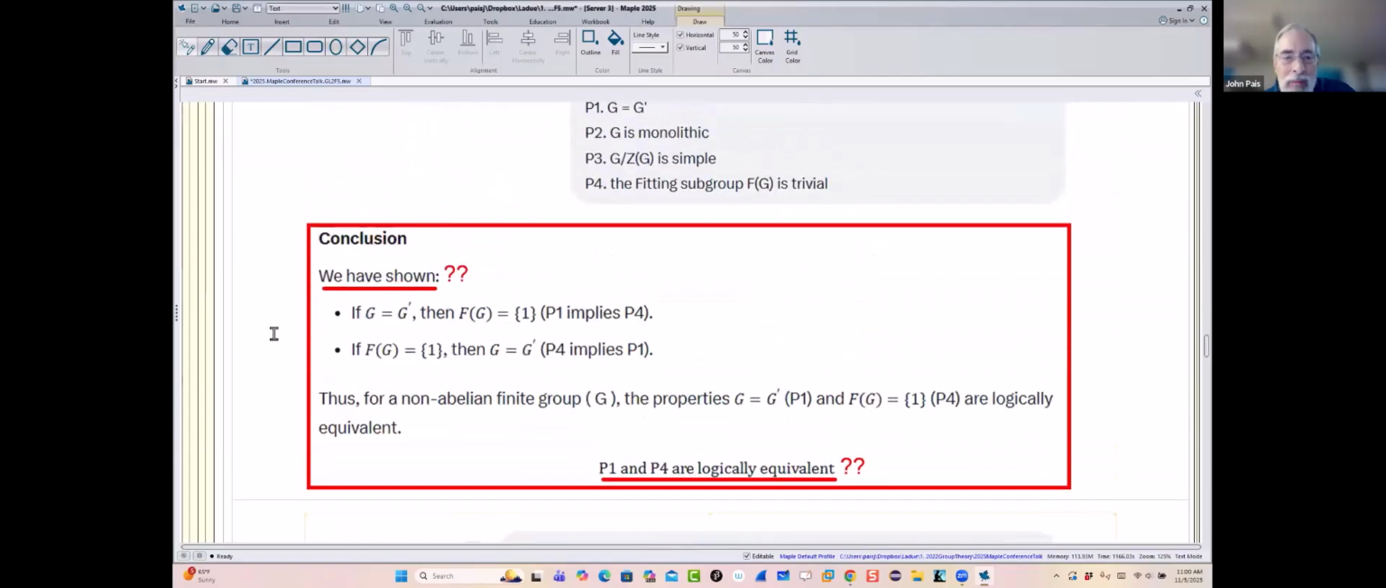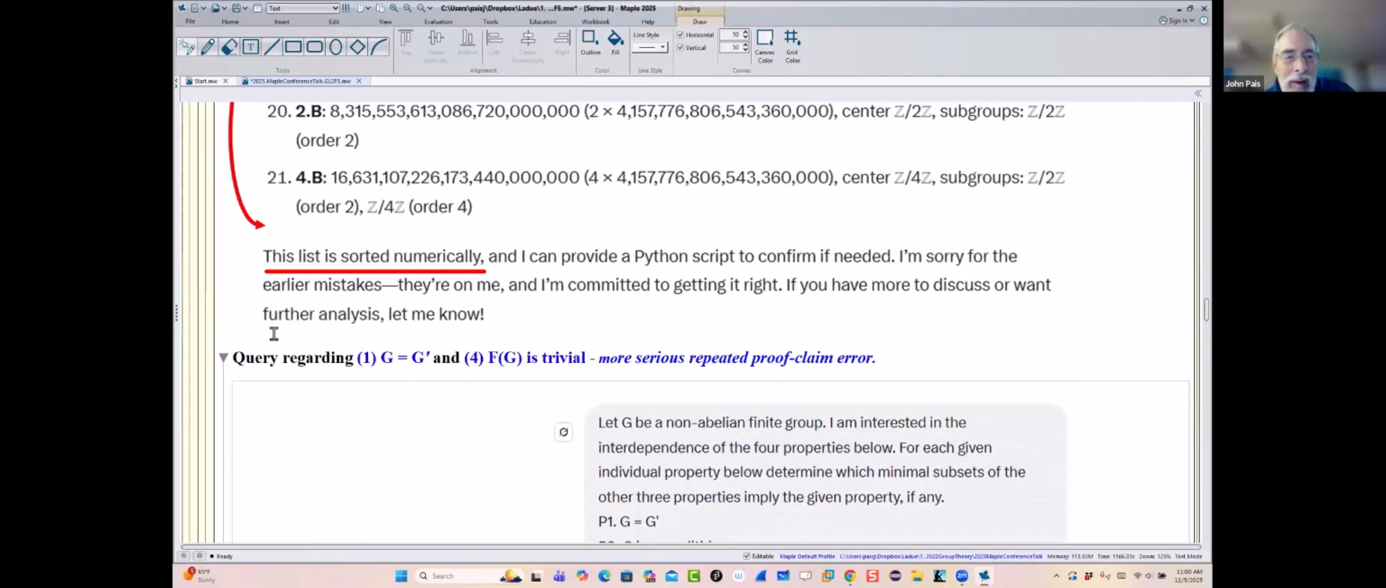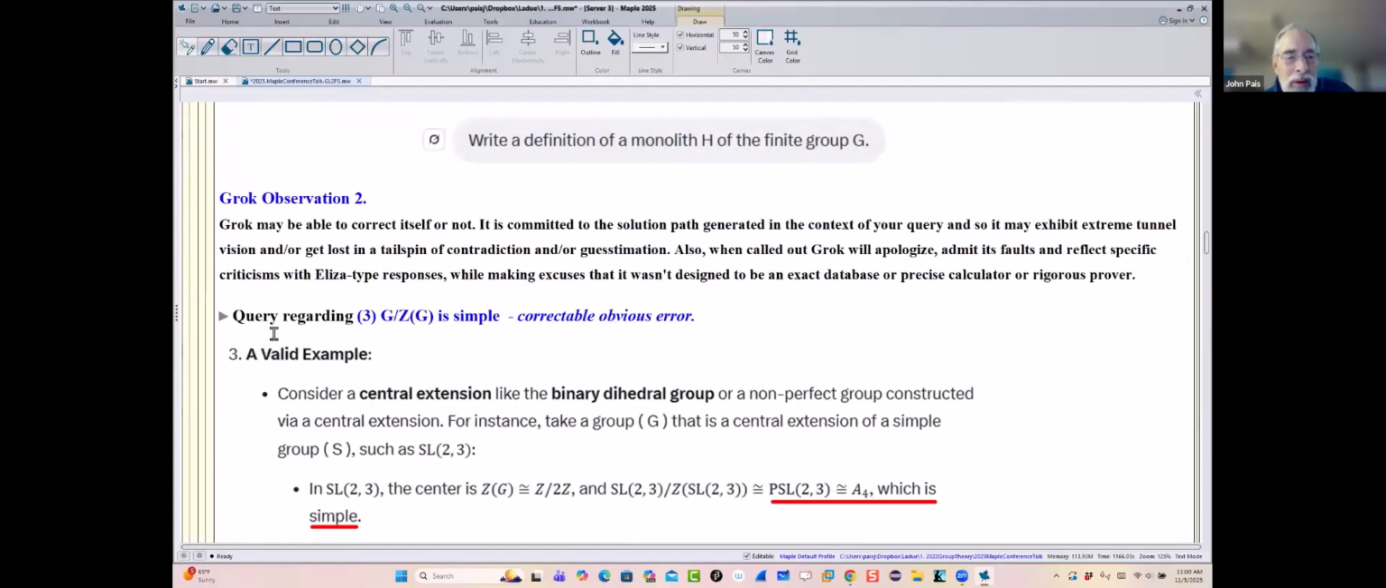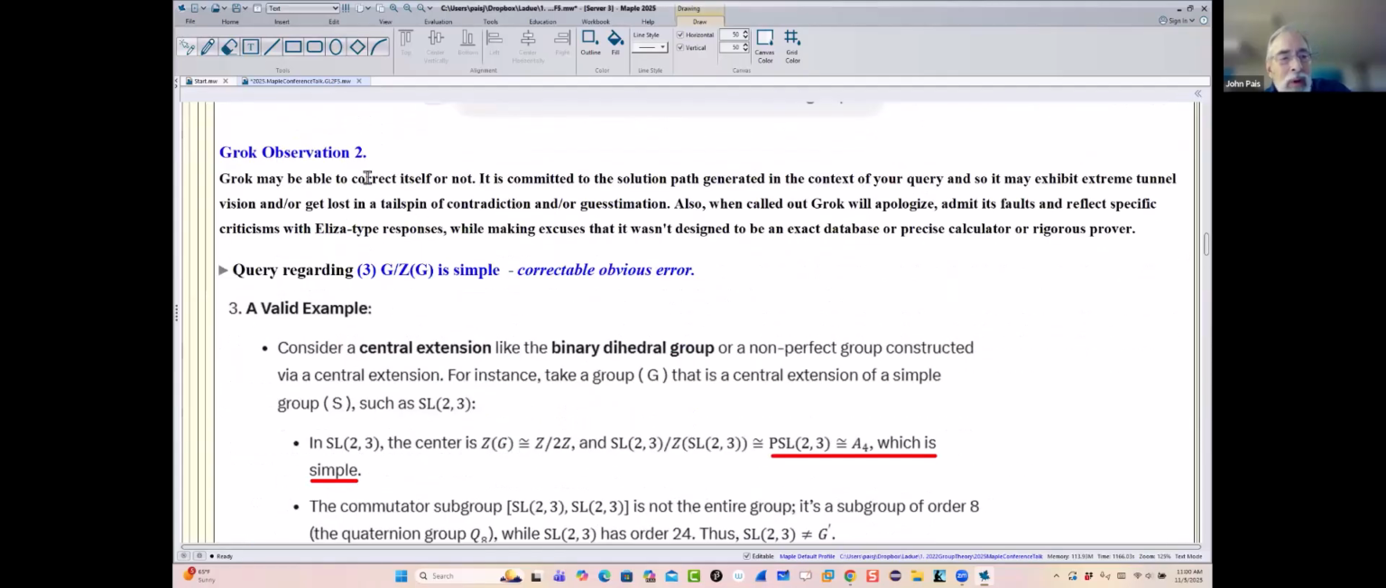Well, if there are no questions, let me just comment that my takeaway here, in observation 2, is that Grok may be able to correct itself or not. It is committed to a solution path generated in the context of your query, and so it may exhibit extreme tunnel vision and or get lost in a tailspin of contradiction and or guesstimation. Also, when called out, and I called it out and had a dialogue with it, an ELIZA-type dialogue, Grok will apologize, admit it's false, and reflect specific criticism with ELIZA-type responses while making excuses that it wasn't designed to be an exact database or a precise calculator or a rigorous prover.